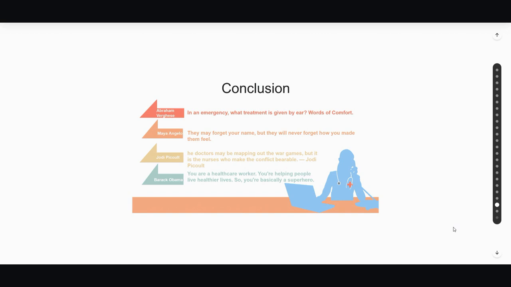Another saying goes, they may forget your name, but they will never forget how you made them feel. Nursing experience sticks with patients. If nursing services are good in a certain healthcare sector, they will always recommend it to other people, and if the nursing services are not satisfactory, they will never recommend it. The doctors may be mapping out the war games, but it is the nurses who make the conflict bearable. You are a healthcare worker helping people live healthier lives, so you are basically a superhero.